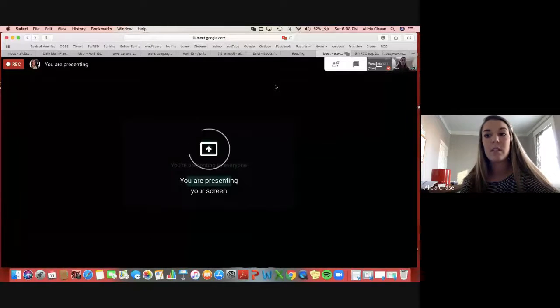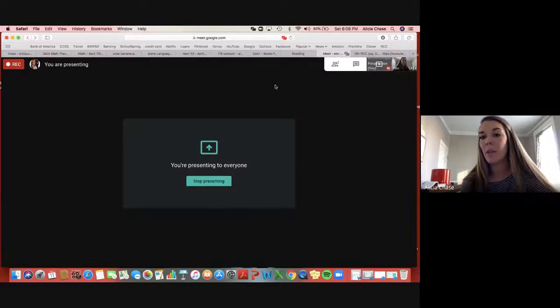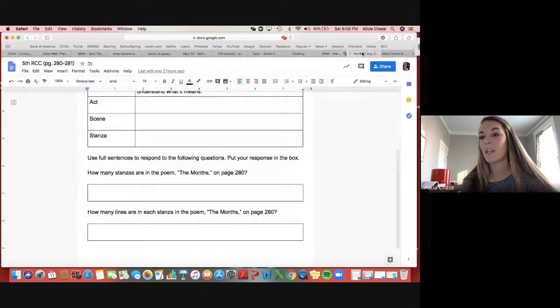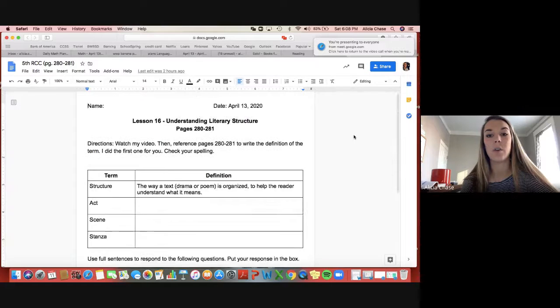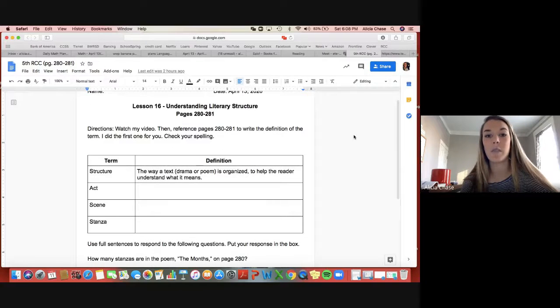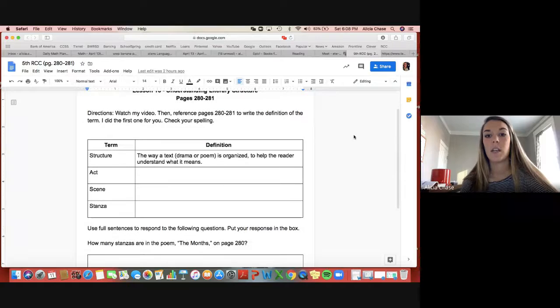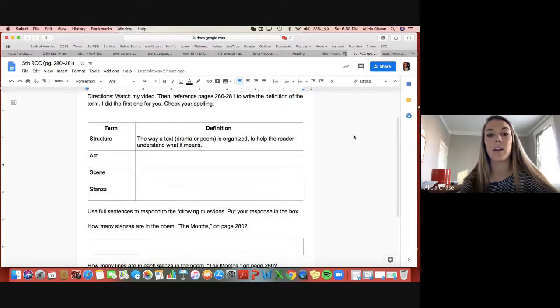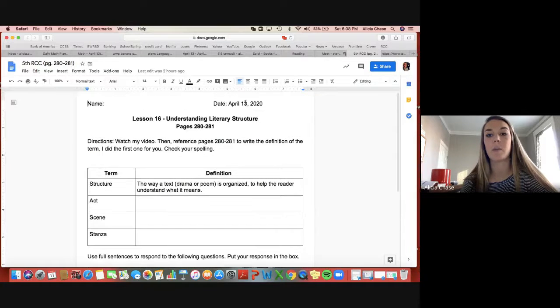So I'm going to share my screen with you and show you the assignment you're going to be responsible for today. You will be reading pages 280 and 281 in the RCC book, okay? This is the worksheet that I've made for those pages. It's linked on the slide deck, okay? It says the date at the top, April 13th. This is going to make a little bit more sense once we go over the text, okay?